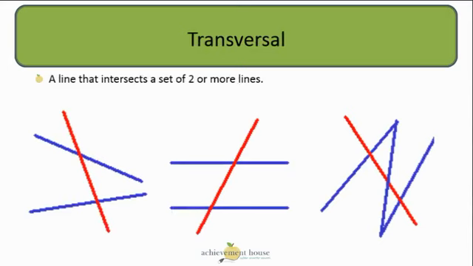A line that intersects a set of two or more lines is what we call a transversal. So in the figure, this red line is a transversal. This red line is a transversal that cuts across the two blue lines. And this red line is also a transversal that cuts across these three blue lines.